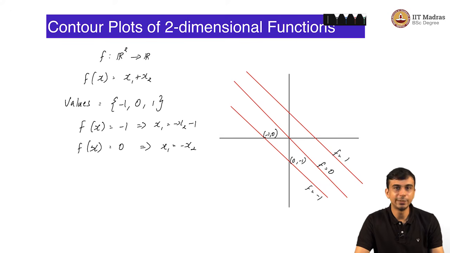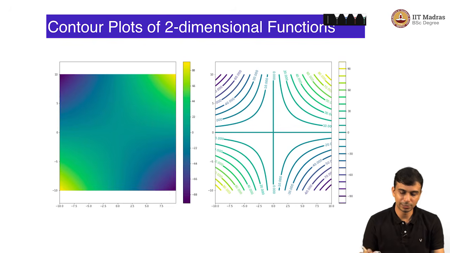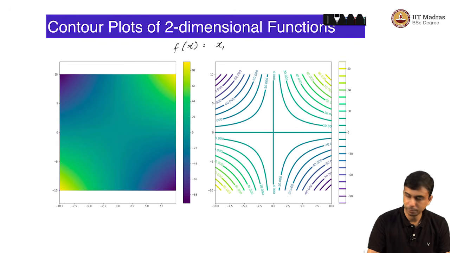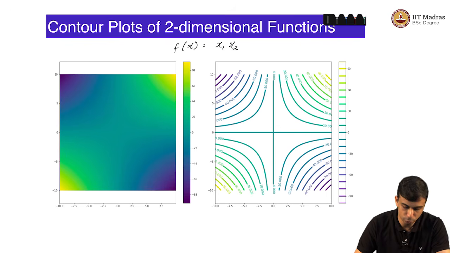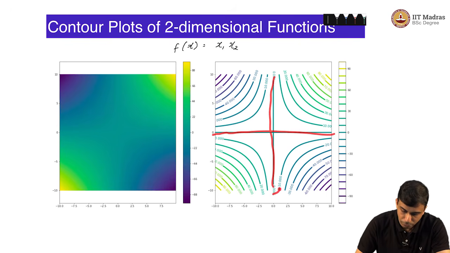Contour plots are the standard way to visualize 2D functions. Here is a contour plot of a slightly more complicated function, where f of x is equal to x1 into x2. You can see that if x1 into x2 is set to 0, that means that x1 is equal to 0 or x2 equal to 0. That is why you have this particular contour labeled by 0.